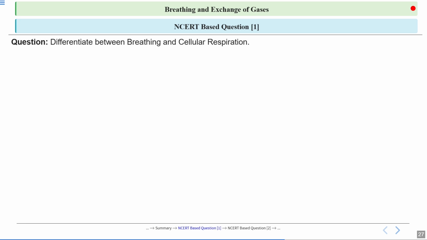Then let's discuss some questions related to these topics. First question: differentiate between breathing and cellular respiration. This is very important. What is the difference between breathing and cellular respiration?